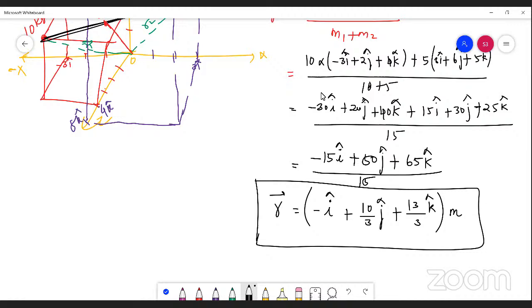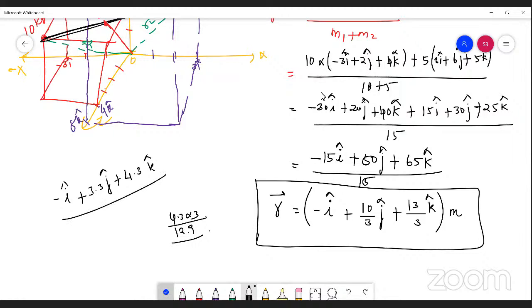Even in a simple way, we can write minus i cap plus 10 by 3 is 3.3, I'm just approximating it, 3.3 j cap plus 13 by 3, almost 4.3, 4.3 k cap. So this is the position where the center of mass is located.